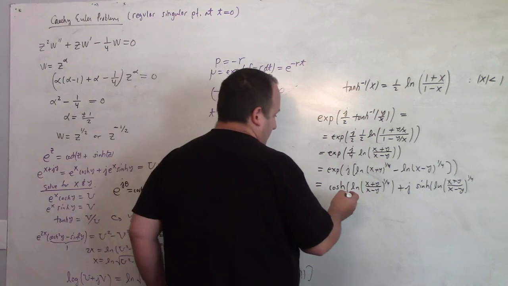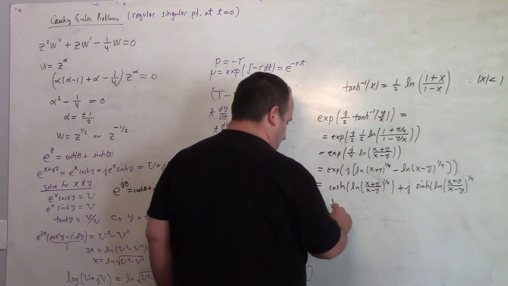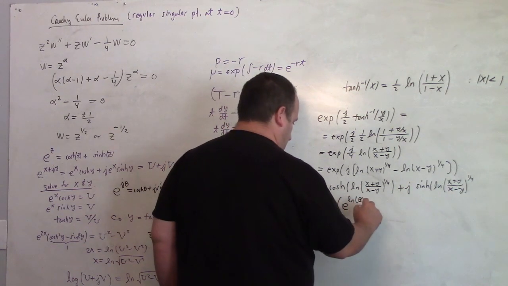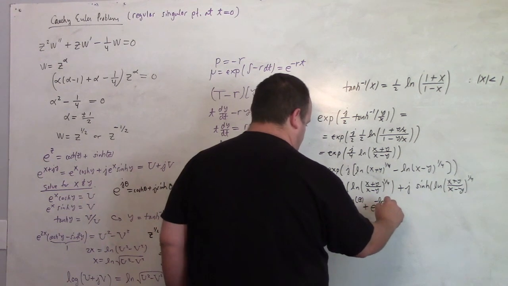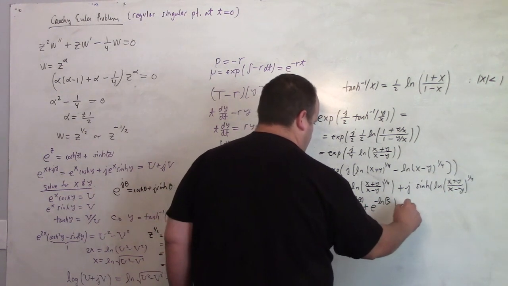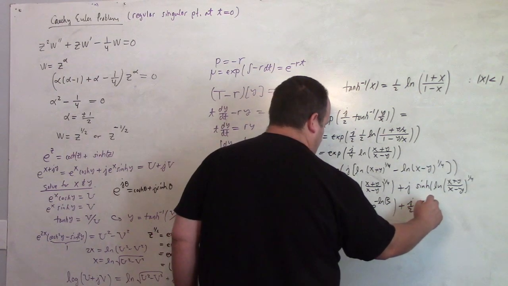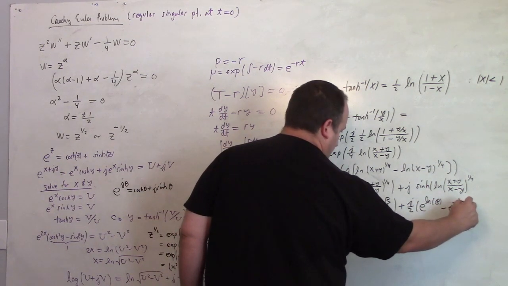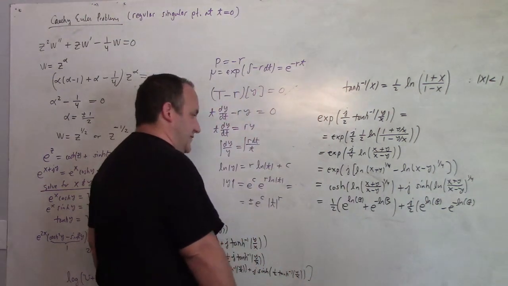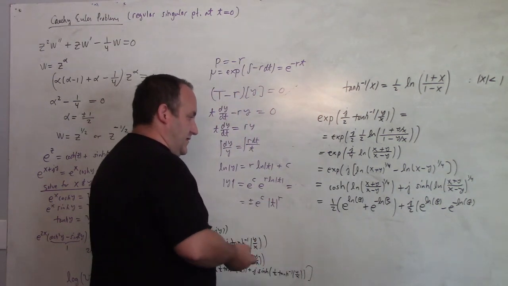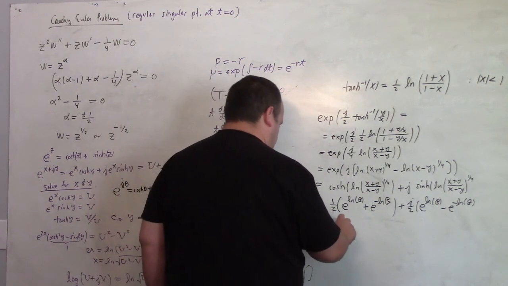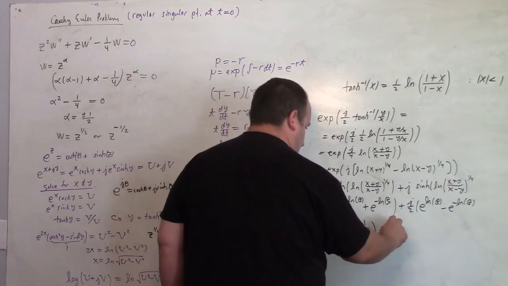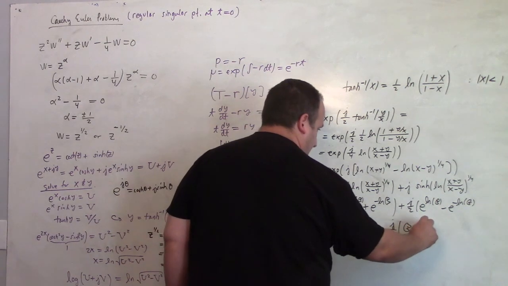Looks a little better. But then the thing is, this is 1/2 e to the log of, let's call it Pac-Man, plus e to the minus the log of Pac-Man, plus j over 2 e to the log of Pac-Man minus e to the minus log of Pac-Man. Pac-Man is x plus y over x minus y to the quarter power. Now those exponentials and logs cancel, so that gives you 1/2 of Pac-Man minus 1 over Pac-Man plus j over 2 Pac-Man minus 1 over Pac-Man.